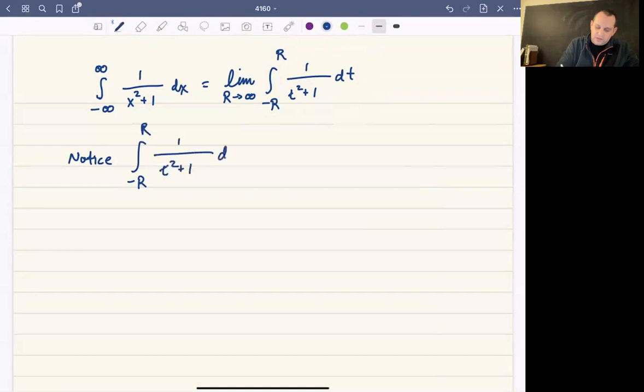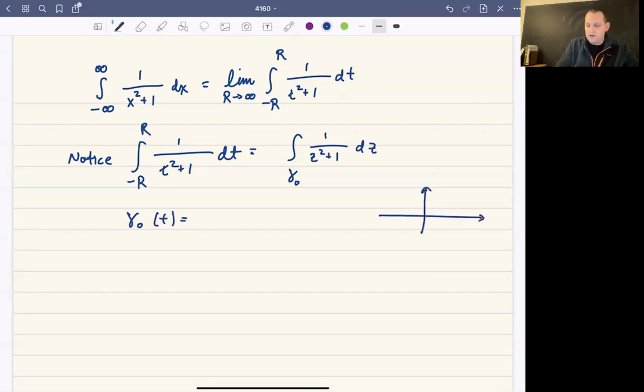of 1 over t squared plus 1 dt, is going to be the integral over the path, which I'm going to call gamma naught, of 1 over z squared plus 1 dz, where gamma naught is just the parameterization. So we're just integrating along the line from negative r to r. That path is going to be gamma naught of t, which is just t, where t goes from negative r to r. We don't need to be any fancier than that.